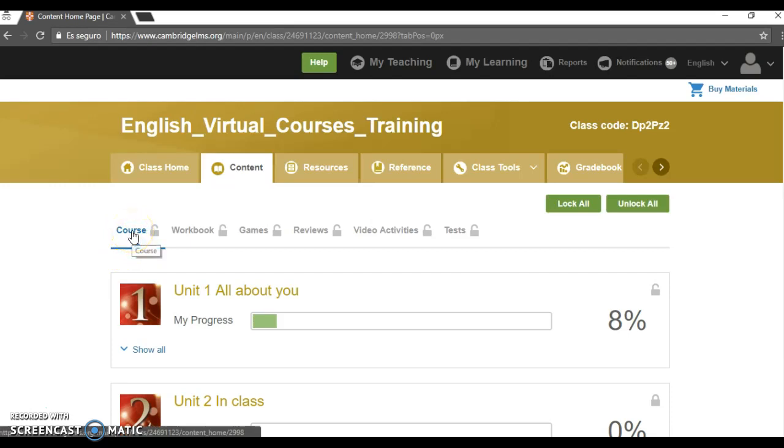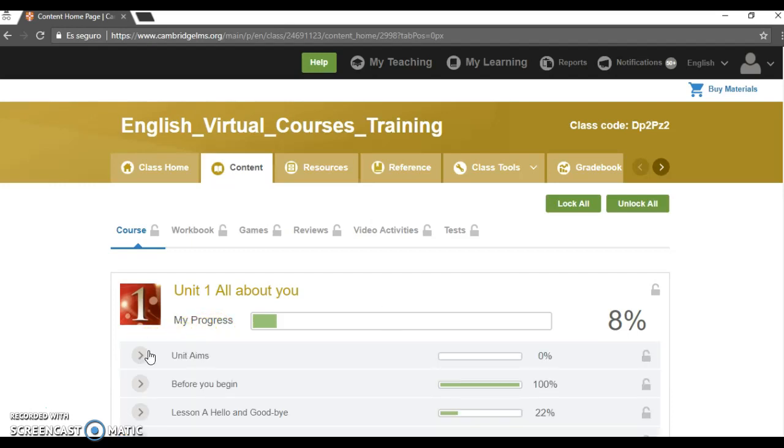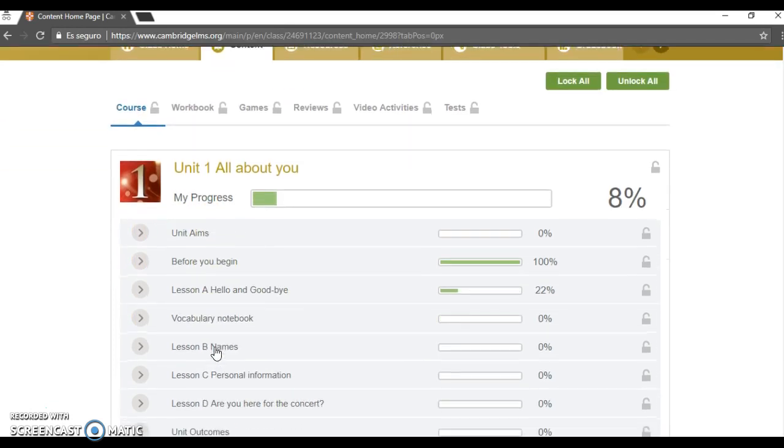With the course component, what you are to do is to read the information and complete the activities so you can understand. Of course, we are using this when we are in class online or in the time that you spend studying English.